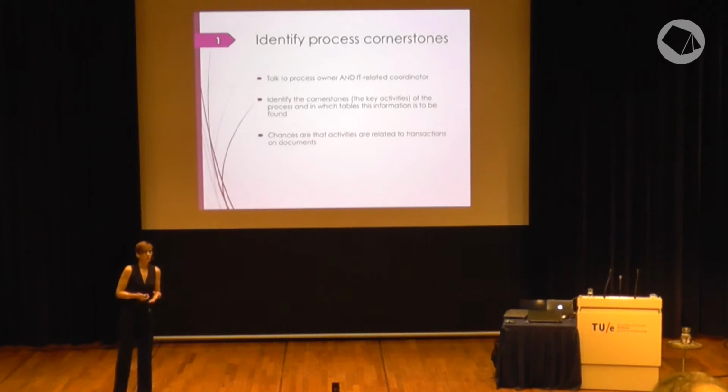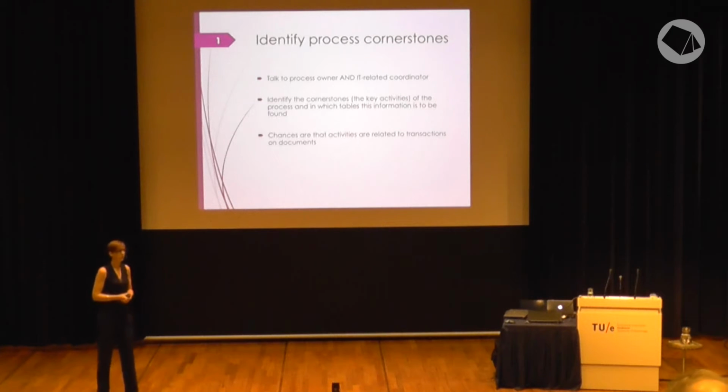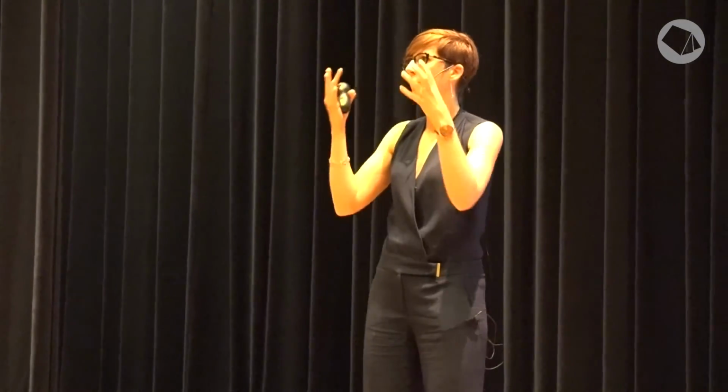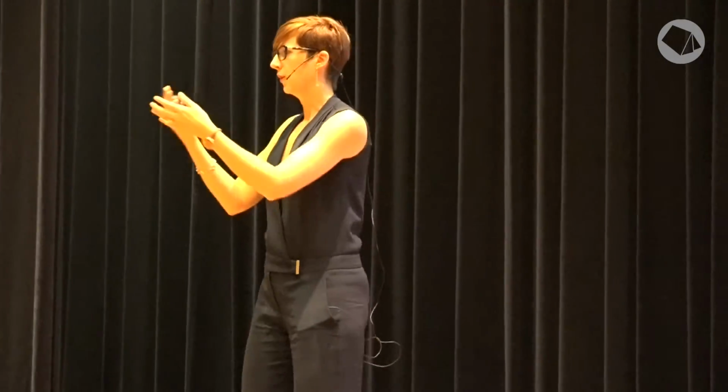So you sit together, you identify your key cornerstones, so the key activities, to put it like that, of your process. And you're going to identify the tables that capture timestamps of that activity. So the main question to identify your cornerstones is, if someone's saying this happens and then that happens and then that happens, the main thing you always have to question is, do we have a timestamp? Do we have a registration anywhere of a timestamp that that activity takes place? If yes, okay, we can see that as a cornerstone.